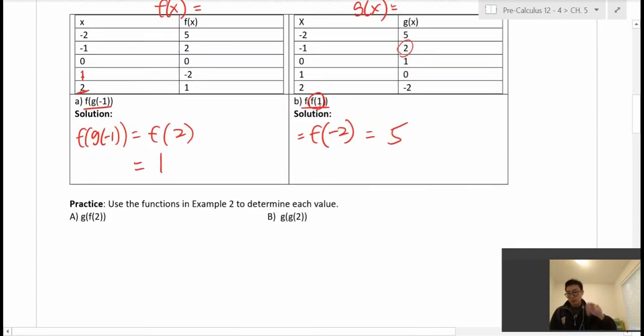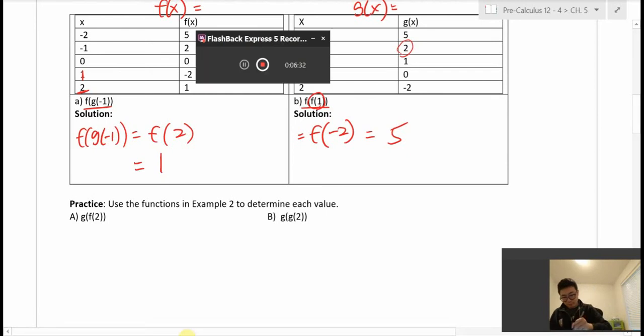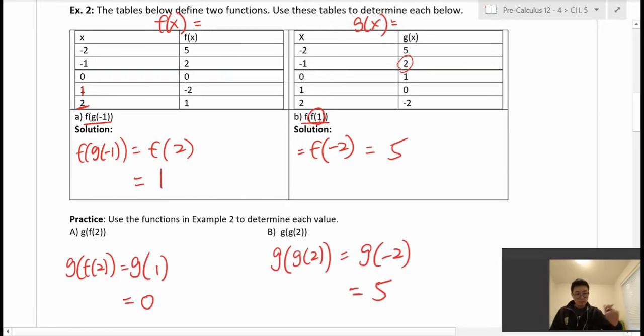Okay, so here are 2 practice questions for you to try. Good luck. Alright, so hopefully these are the answers that you got. Again, g of f of 2 means you have to figure out f of 2 first, which is 1. And then once you have that figured out, you can simply find g of 1, which is 0.